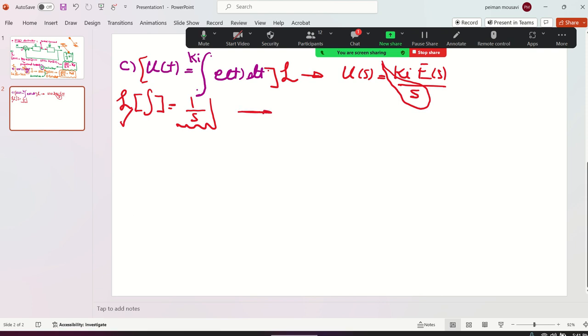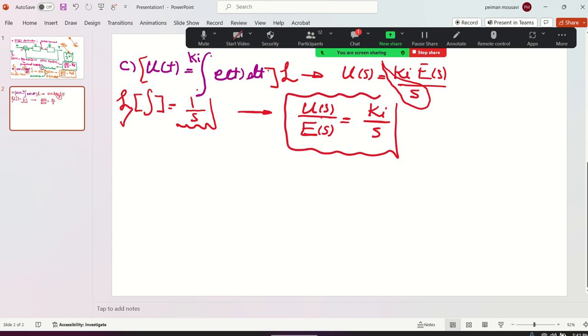On the other hand, when U of S over E of S, the control command over the error signal, is Ki over S, you have I in the controller, the integrator. I controller.